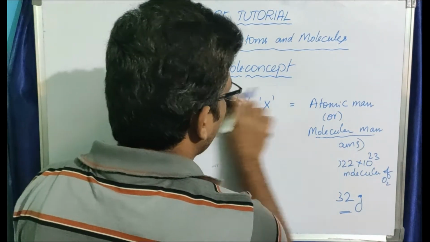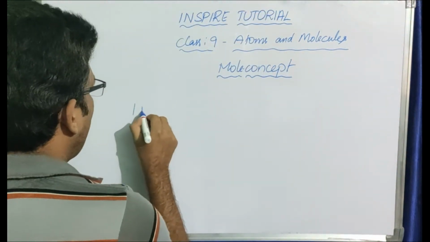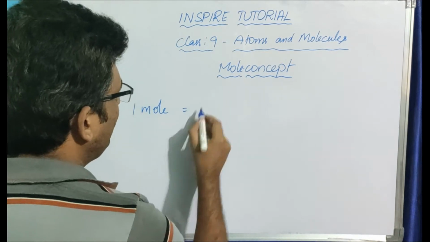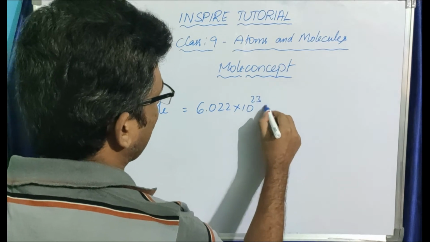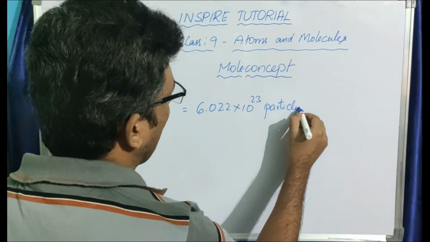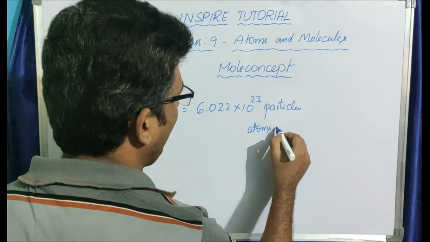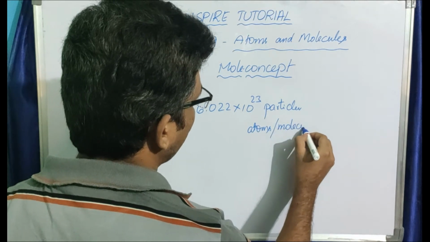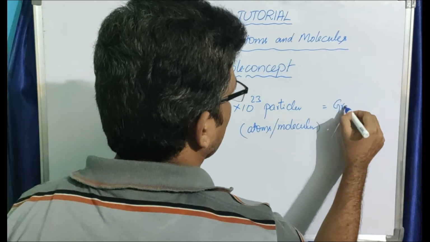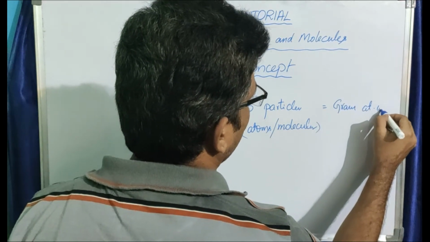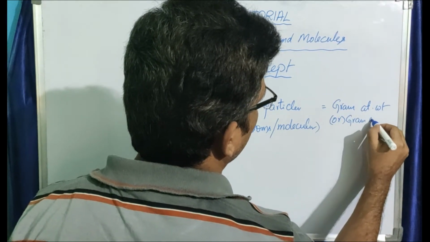Okay, so we can write a simple formula using this. 1 mole equals 6.022 into 10 power 23 particles. If you are talking about atoms, you will take atoms, or if you are talking about molecules, you will take molecules, which equals gram atomic weight or gram molecular weight.